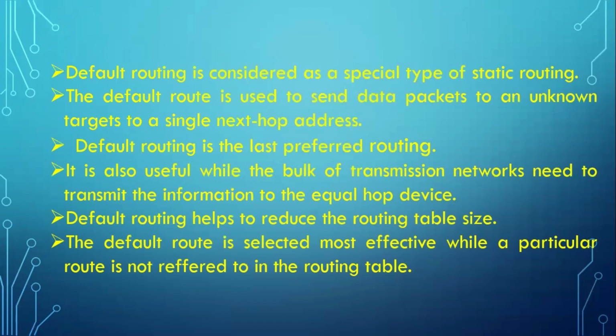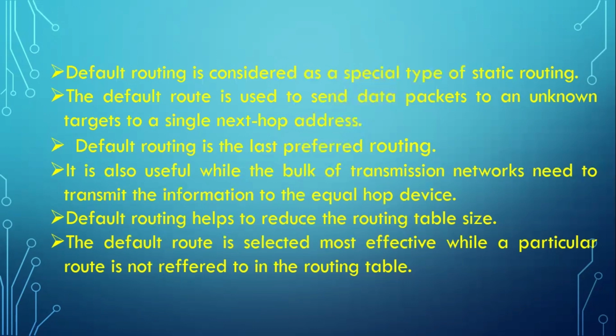So in this default routing, we are not going to mention the network address. We are just mentioning the next hop address. So default routing helps to reduce the routing table size, since we are mentioning only the next default hop address, and we are not mentioning the network address or the subnet mask. So the routing table size is reduced in the default routing process.